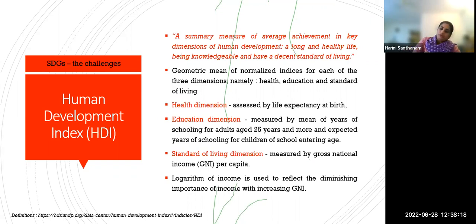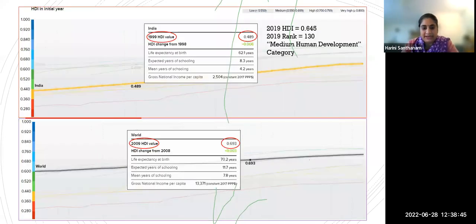I'm not going to go into much detail on the GNI calculation, but I want to tell you that the logarithm of the incomes of the citizens of a country is used to reflect the diminishing importance of income with increase in GNI. So if it is high, it means that the standard of living is high, right? Health plus education plus standard of living will give the geometric mean of these three indices, which is known as the Human Development Index. So where does India stand now?